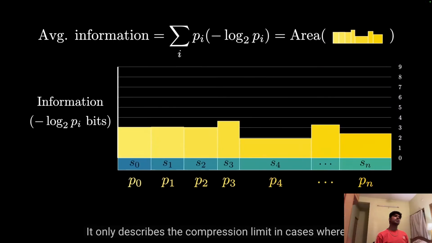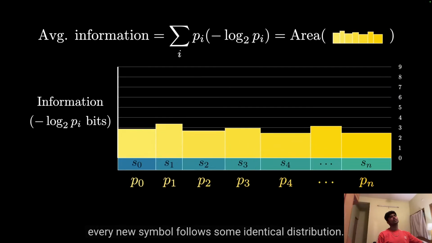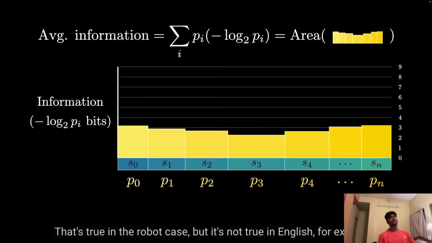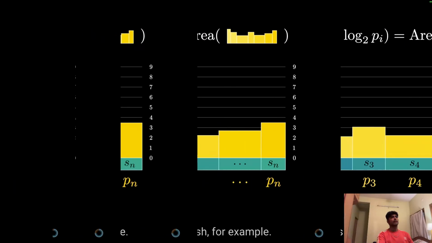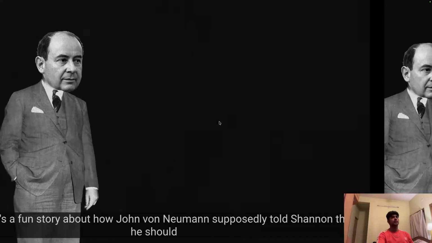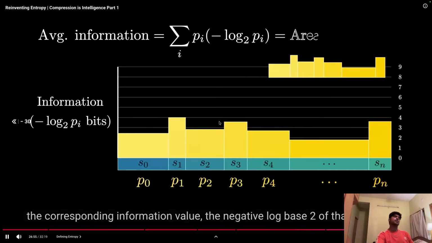This is not yet fully general. It only describes the compression limit in cases where every new symbol follows some identical distribution. That's true in the robot case, but it's not true in English, for example. Nevertheless, it's important enough to deserve a name. And there's a fun story about how John von Neumann supposedly told Shannon what to call it.